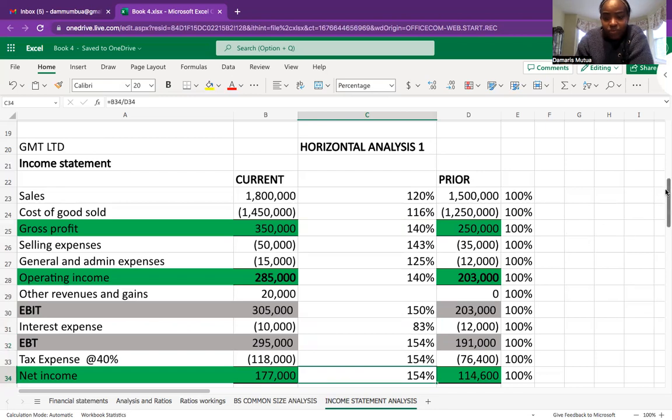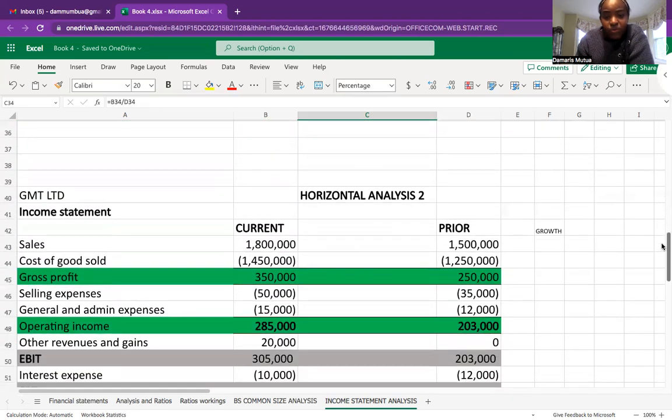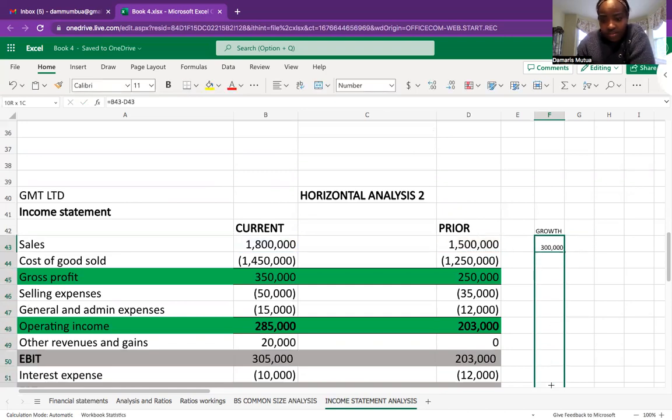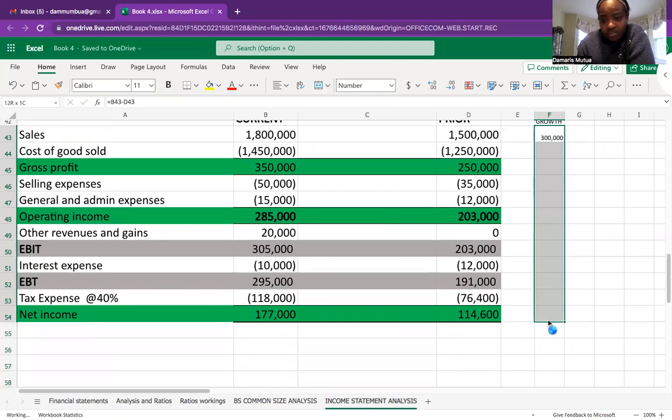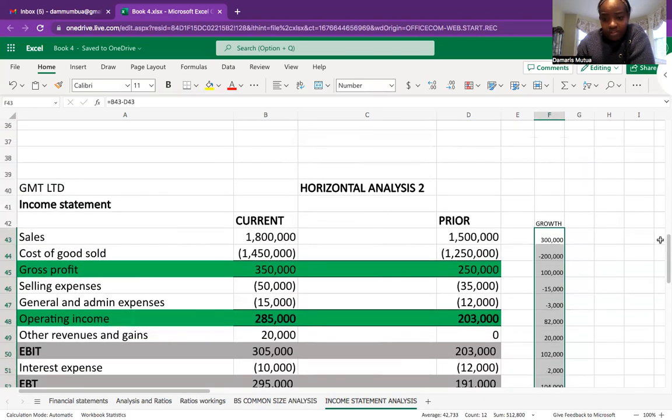Let's look at another way you can analyze the income statement. You can do what we call horizontal analysis, looking at growth from one period to the other. Let's say, for example, our current period, we want to see how much our sales have grown, by what is the increase of our sales. So you just get the growth of the different line items. So I've gotten the growth.